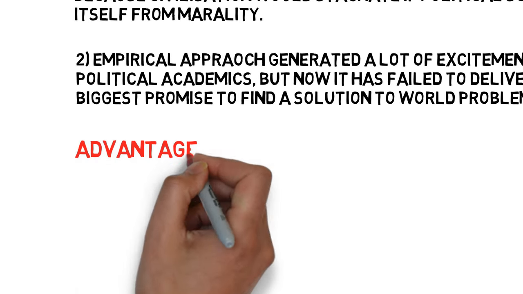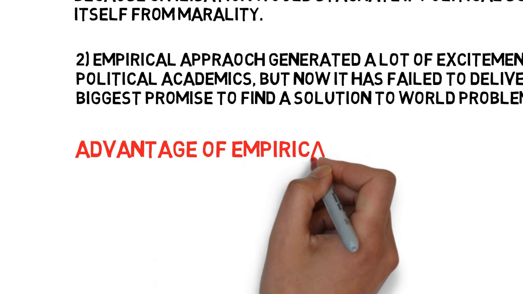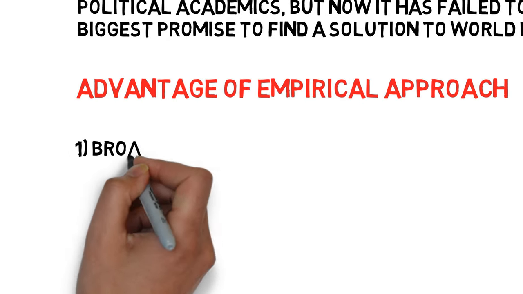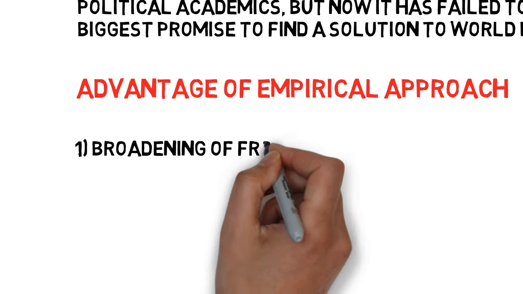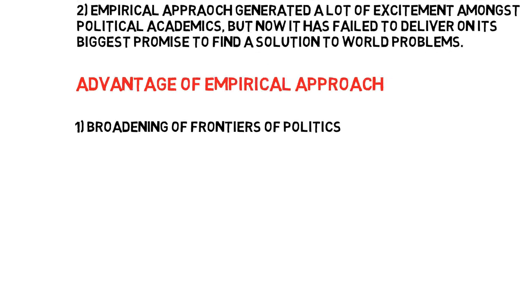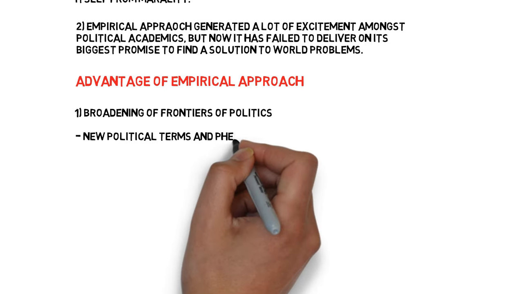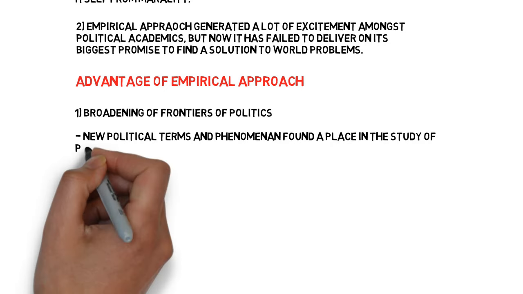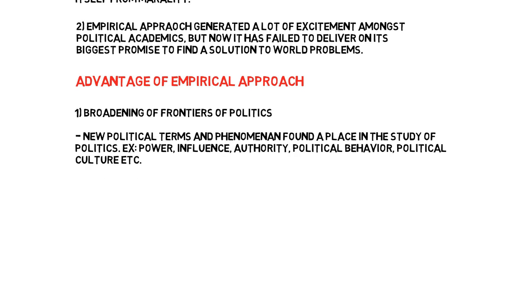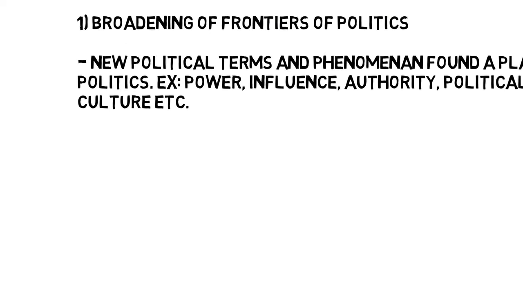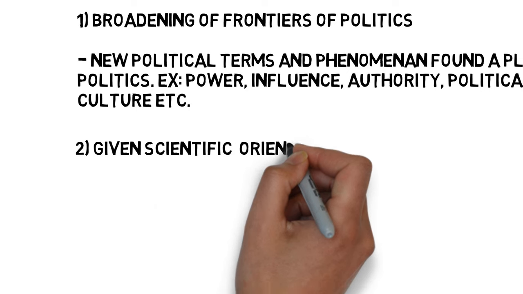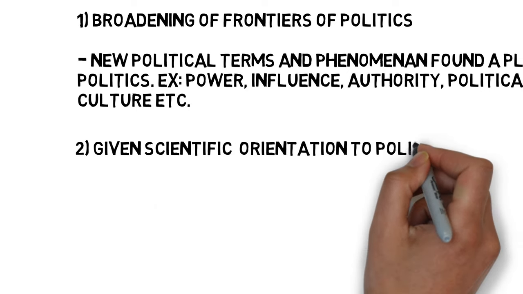Now, let us talk about advantages of empirical approach. Point number one, it has broadened the frontiers of politics. New political terms and phenomena found a place in the study of politics. Example, power, influence, authority, political behavior, political culture, etc. Second, it has given scientific orientation to understand politics.